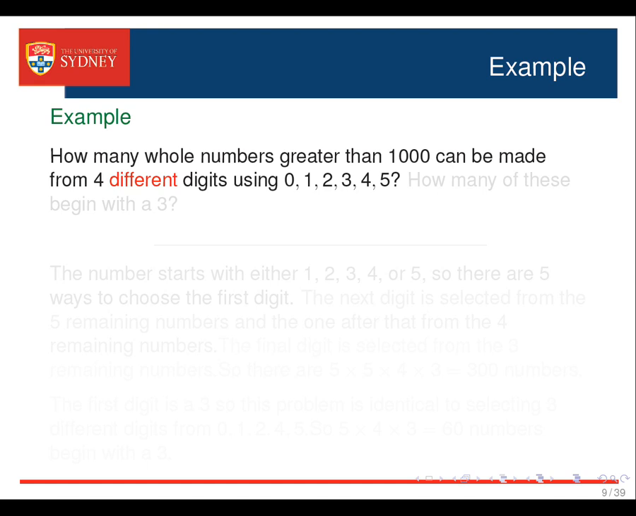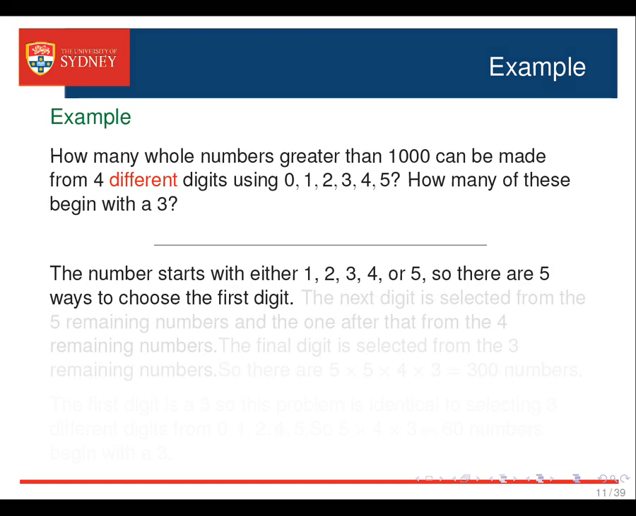In the next example, we want to find out how many whole numbers are greater than 1,000 from 4 digits using 0, 1, 2, 3, 4, and 5, and how many of these begin with a 3. For the number to be greater than 1,000, it has to begin with either 1, 2, 3, 4, or 5. So there are 5 ways to choose the first digit.